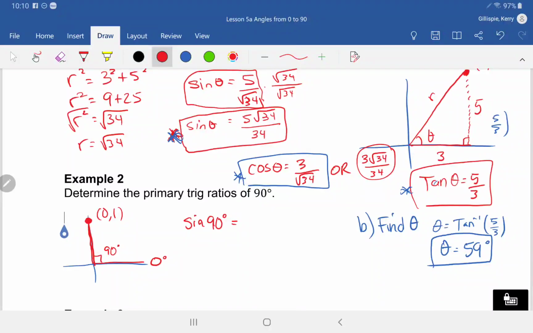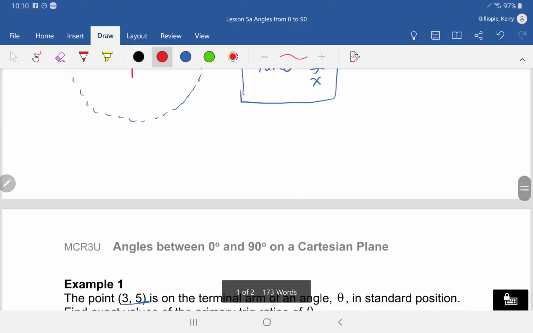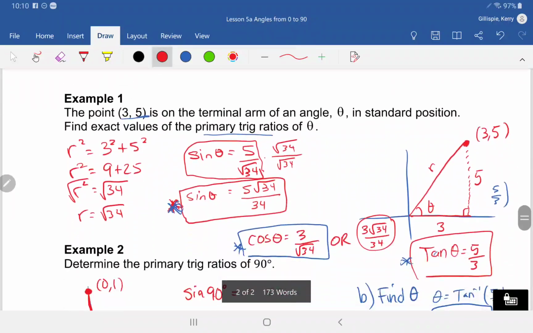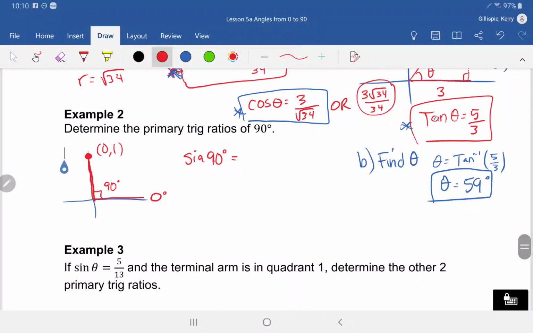And using those trig ratios we developed from before, sine is y over r, cos is x over r, and tan is y over x. So we're going to focus on these ones. So y over r. Well, my y value is 1. And my radius, because this has a height of 1, is also 1. And if you were to type in the calculator sine 90, you'll see the answer is 1. So that's a good way to check that.